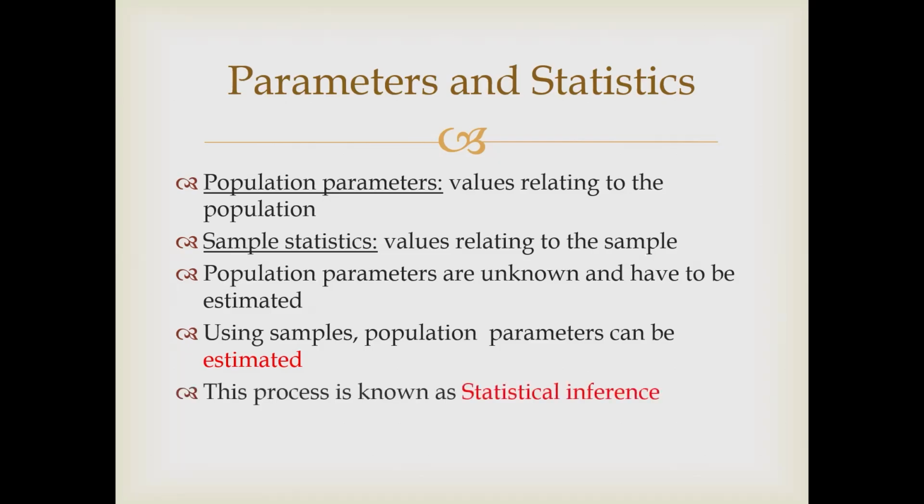This process of estimating the population parameter from the sample statistics is called statistical inference. So you should understand that in the research process, there is a very important statistical procedure known as statistical inference. How do we do the statistical inference? Tomorrow we'll be dealing with that. How do we estimate the population parameters from the sample statistics? That is called statistical inference.